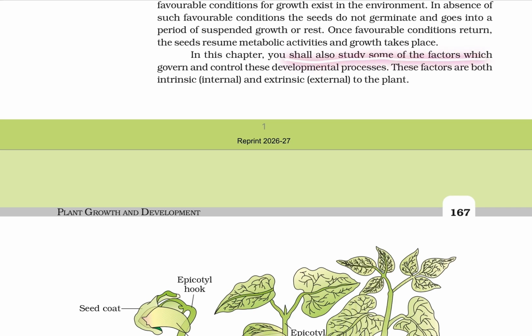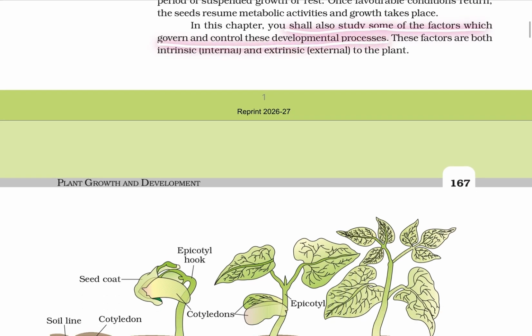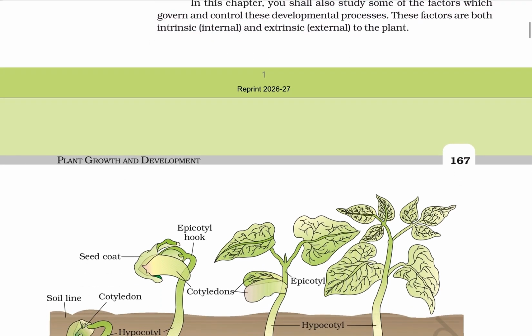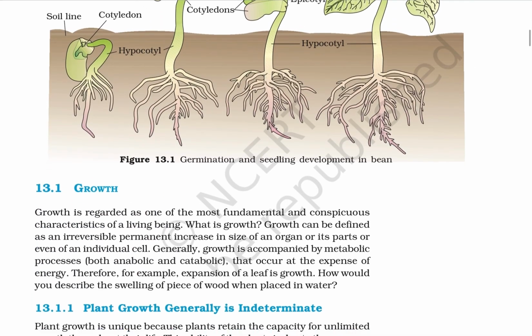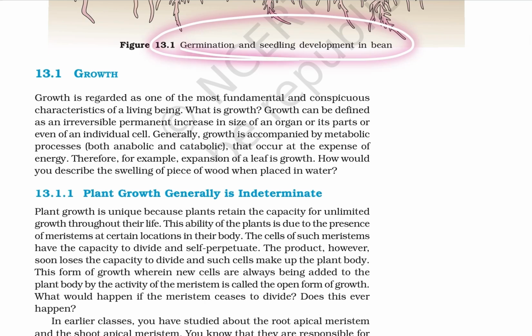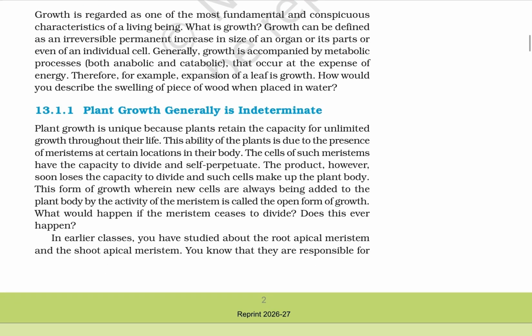In this chapter, you shall study some of the factors which govern and control the developmental process. These factors are both intrinsic, that is internal, and extrinsic, that is external to the plant. The germination and seedling development in wheat.